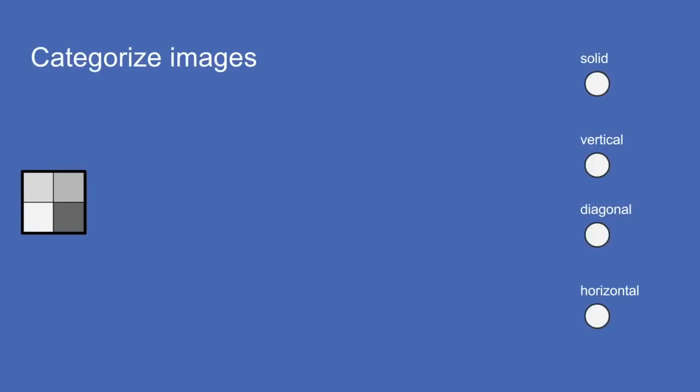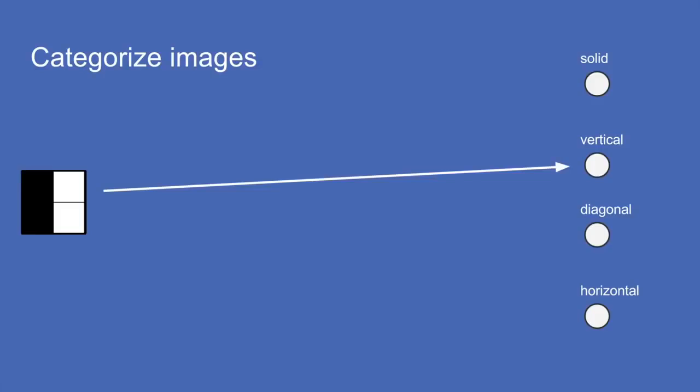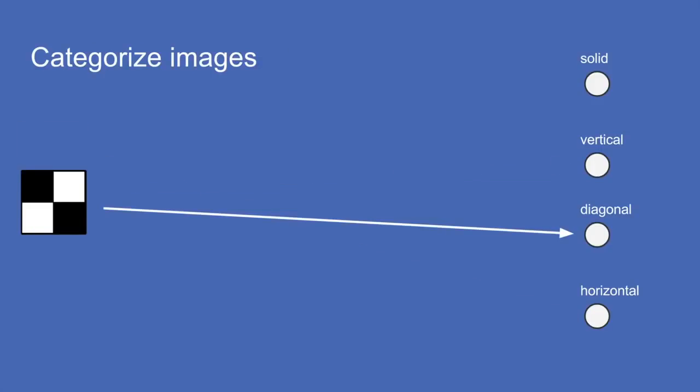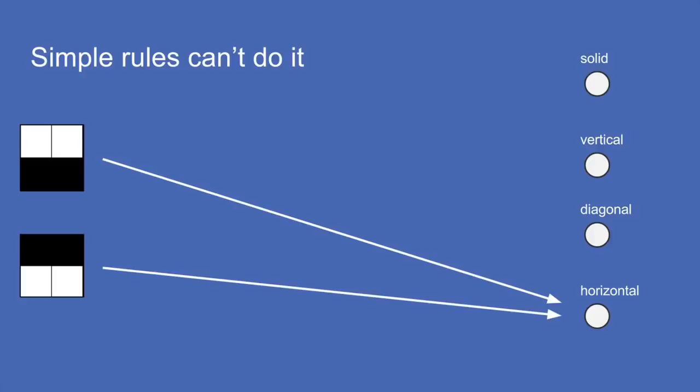And you wanted to go around and take pictures of things and determine automatically whether these pictures were of a solid all white or all dark image, a vertical line, a diagonal line, or a horizontal line. This is tricky because you can't do this with simple rules about the brightness of the pixels. Both of these are horizontal lines, but if you tried to make a rule about which pixel was bright and which was dark, you wouldn't be able to do it.